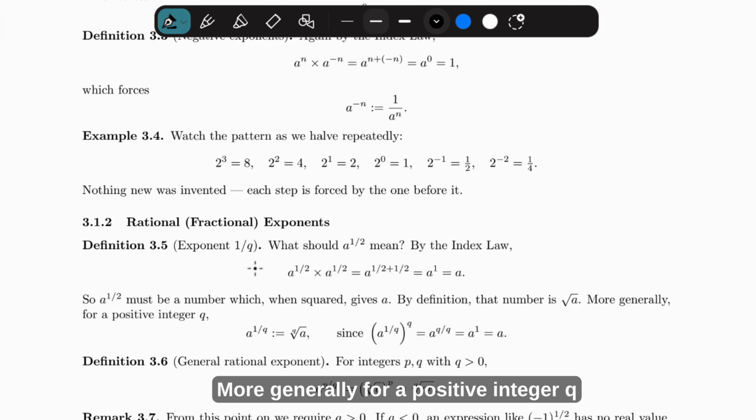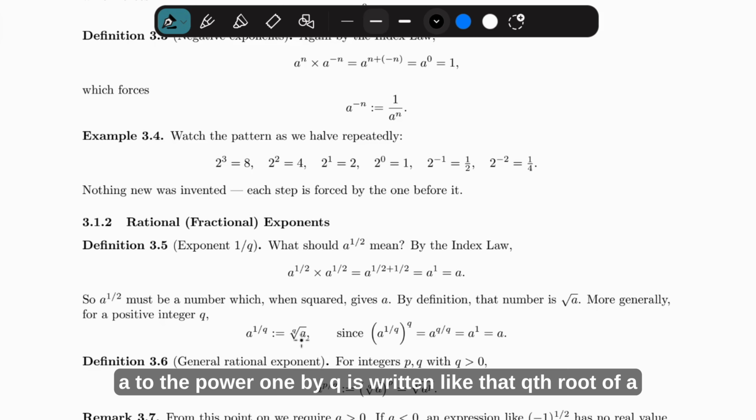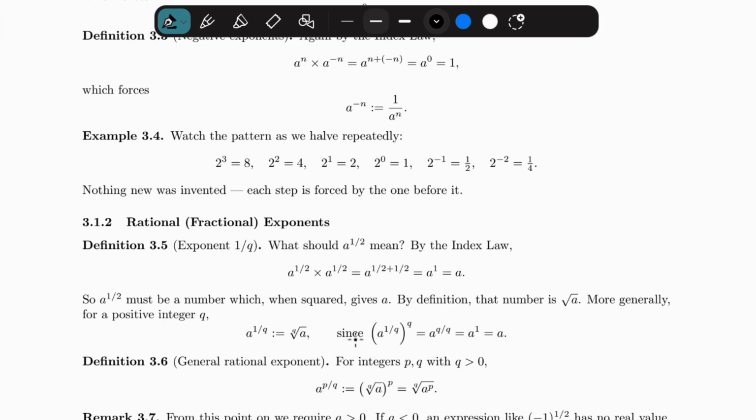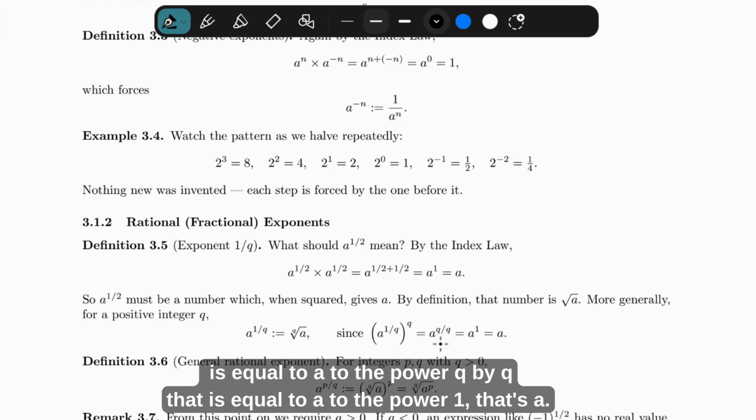More generally, for a positive integer q, a to the power 1 by q is written like that, and we call it the qth root of a. And since a to the power 1 by q, to the whole power q, is equal to a to the power q by q, that is a to the power 1, which is equal to a.